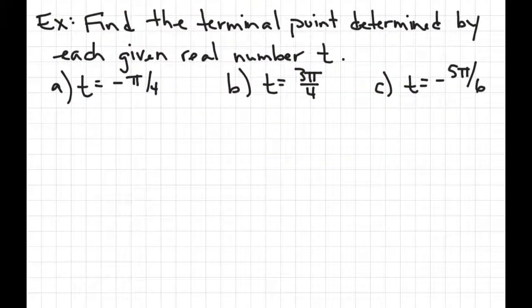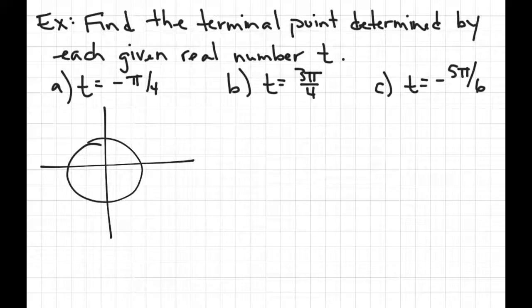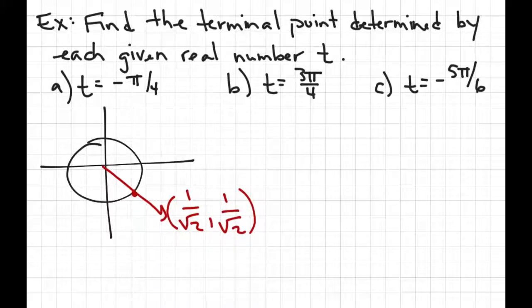Let's find the terminal point determined by each given real number t. So let's start here with t being negative pi over 4. Well, where's negative pi over 4 going to be? Well, it's going to be down here, right? Negative pi over 4 is going to have that same ordered pair that pi over 4 has, except you're in quadrant 4. When you're in quadrant 4, x is positive, but y is negative. So that would be the terminal point.